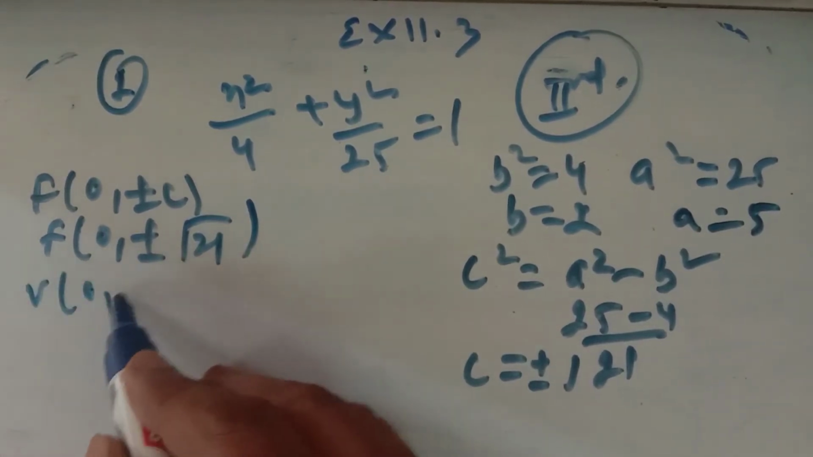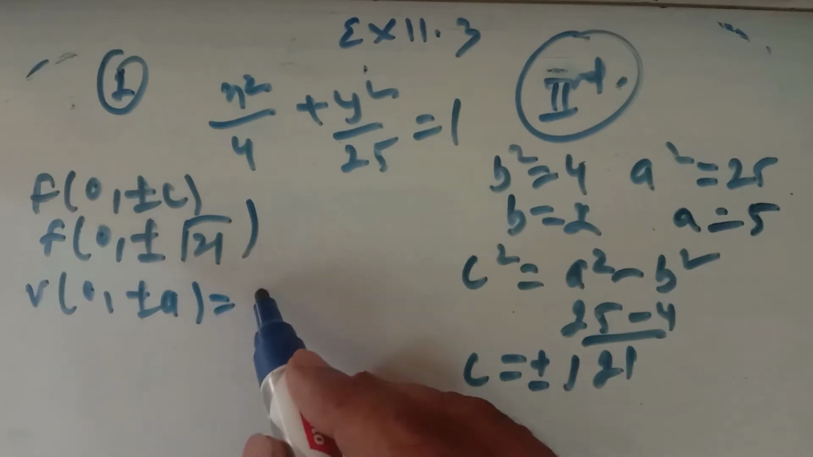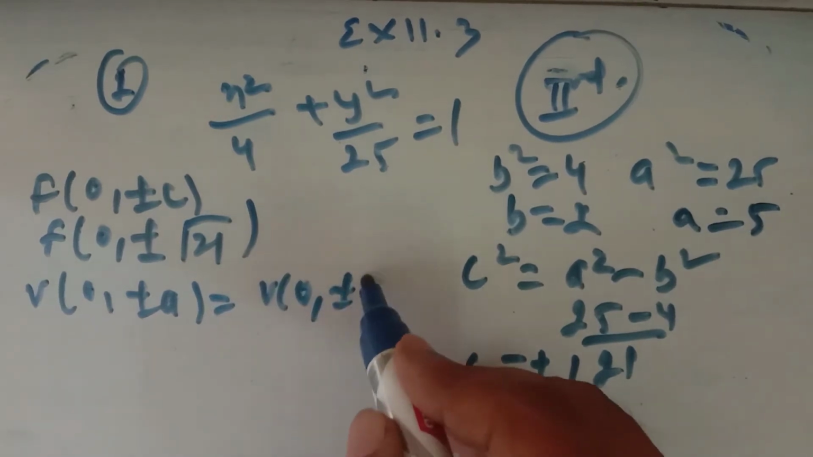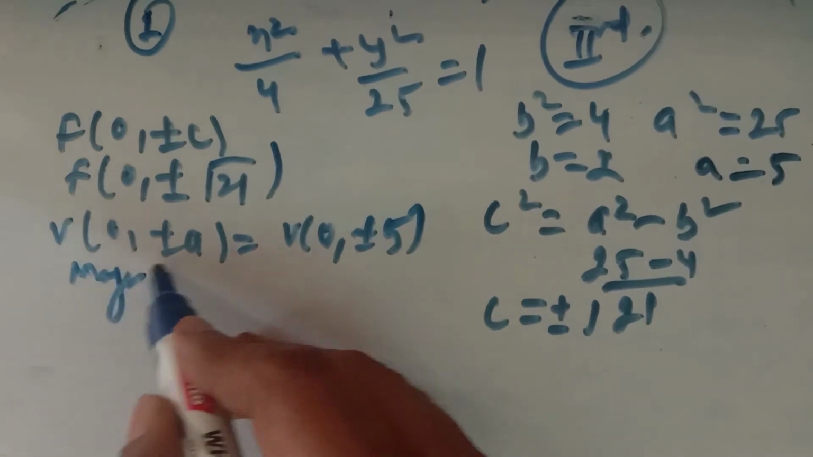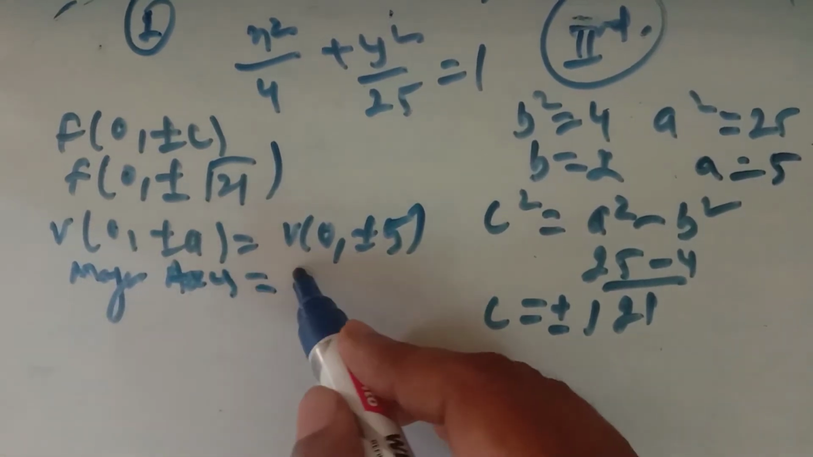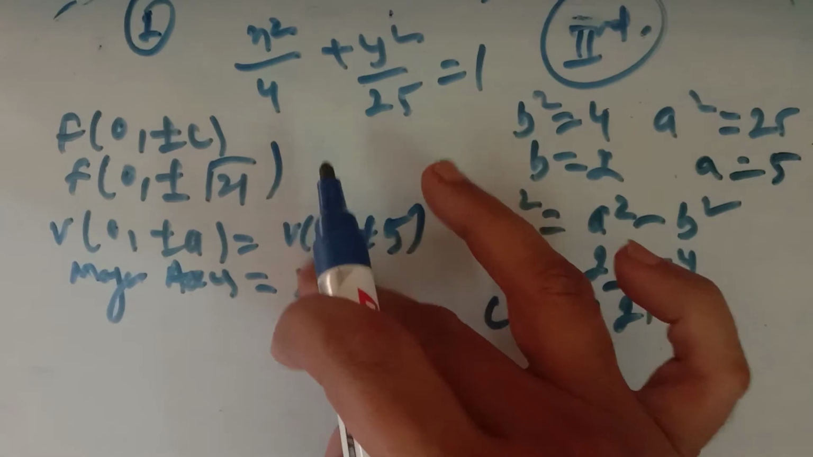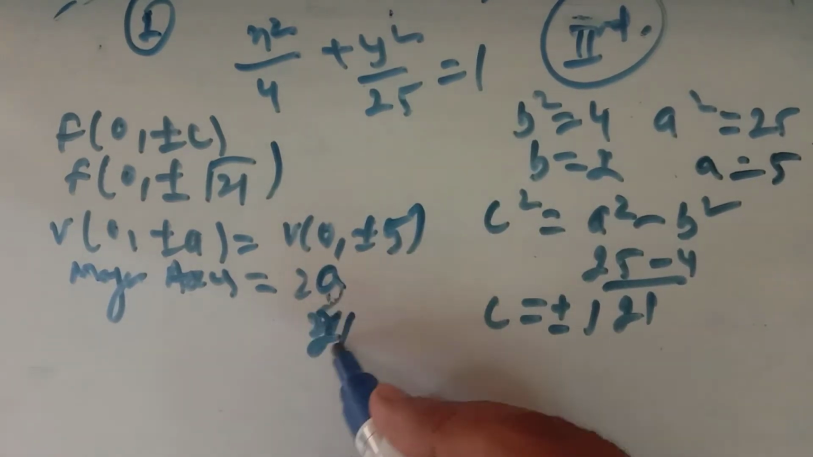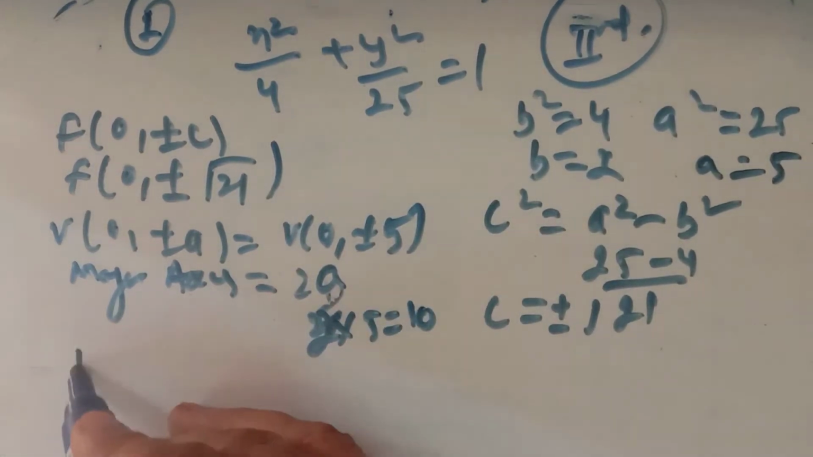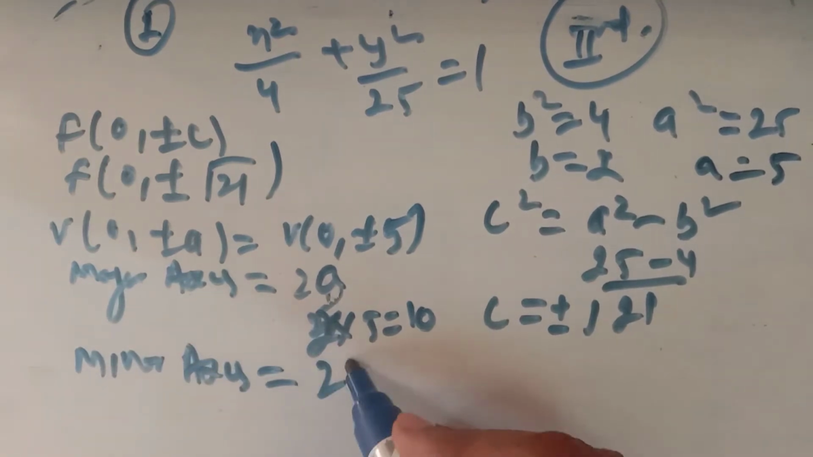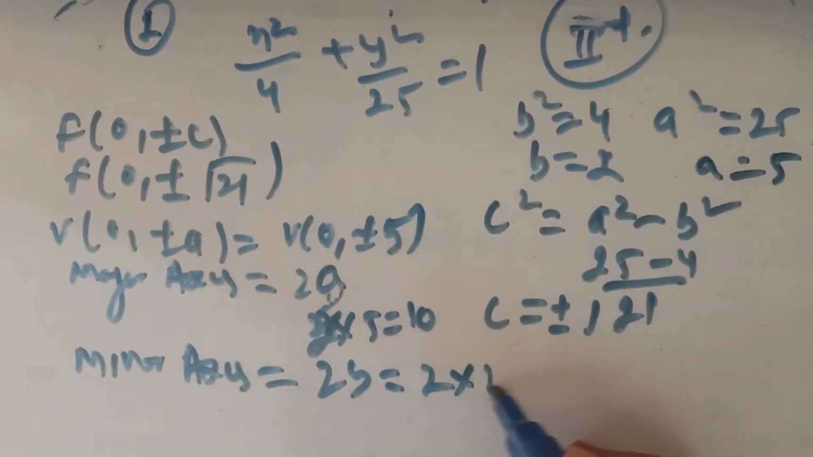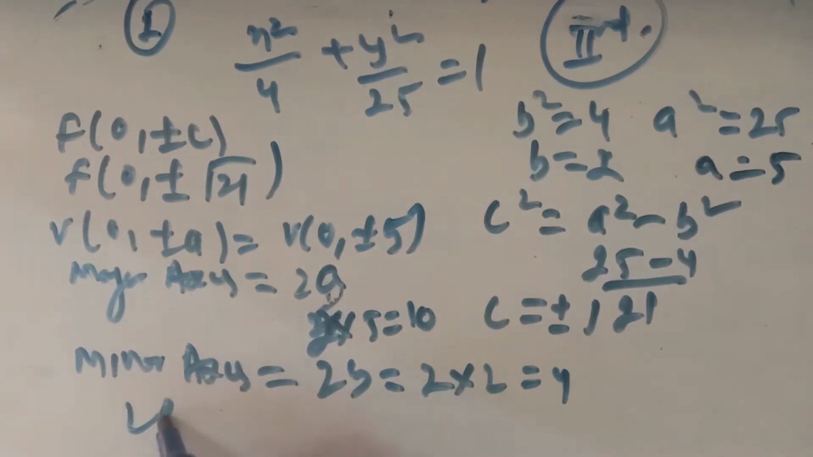And the vertex is (0, ±a), so it is (0, ±5). The length of the major axis is 2a, that is 2 into 5, that is 10. The length of the minor axis is always 2b, that is 2 into 2, that is 4.